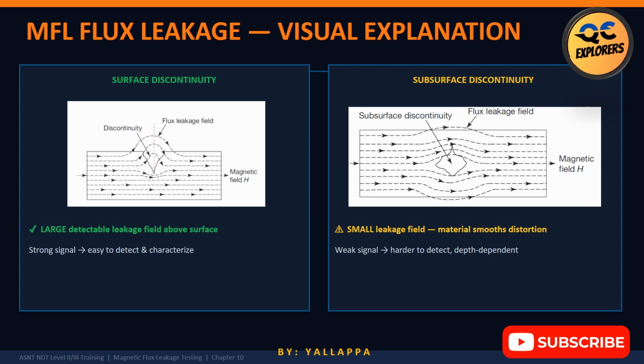Now the right side. Suppose the defect is buried deeper inside steel. What happens? The surrounding metal partially carries the magnetic field. That smooths the distortion. Only a small leakage field reaches the sensor. Result? Weak signal. Hard detection.